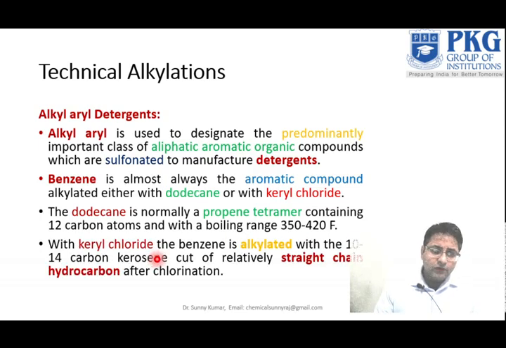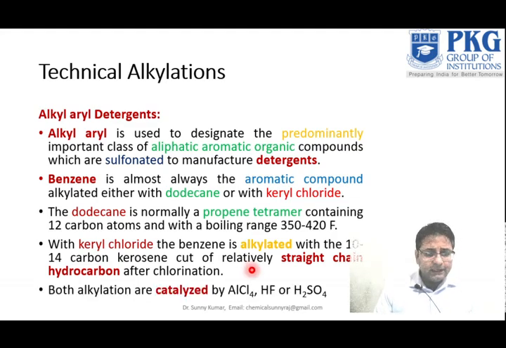With alkyl chlorides, the benzene is alkylated with the 10 to 14 carbon kerosene fraction of relatively straight chain hydrocarbons after chlorination. So this is important. Only the 10 to 14 carbon kerosene molecules are cut off, slightly straight chain hydrocarbons after chlorination. So they are small molecules generally. Both alkylations are catalyzed by aluminum chloride, hydrogen fluoride or sulfuric acid.